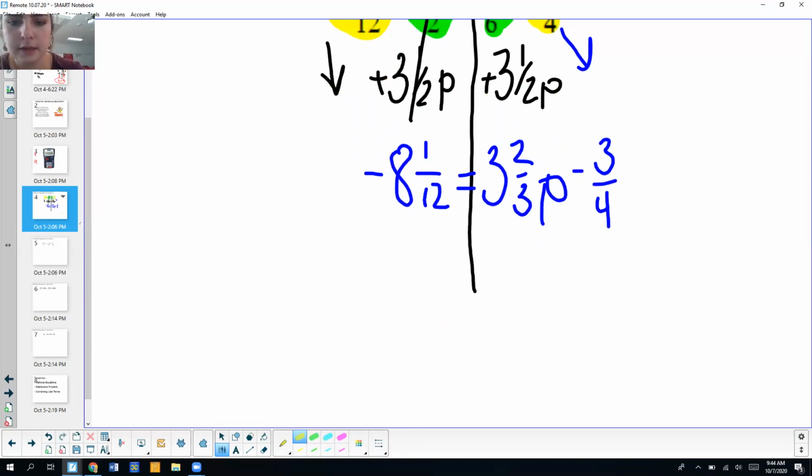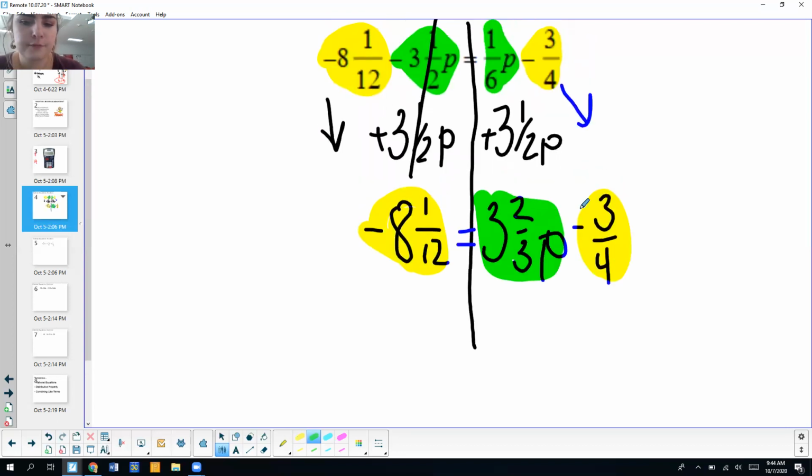All right, still doing okay. I'm going to highlight my constants and my variables. Even though there are decimals and fractions involved in this problem, we still know we need to get constants on one side and variables on the other. We've got all of our variable terms on the right, so I'm going to want to move this -3/4 to the left. Negative 3/4, I can move by adding it. So I'm going to add 3/4 to both sides. That's going to cancel.